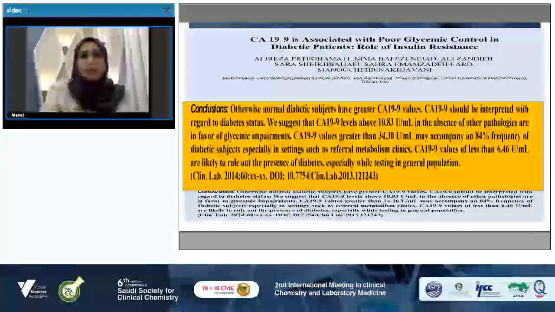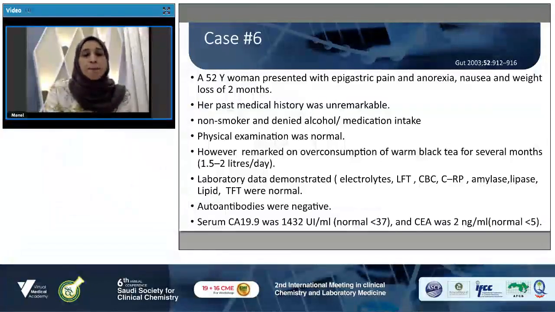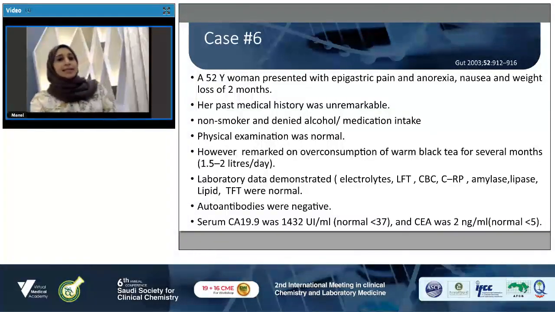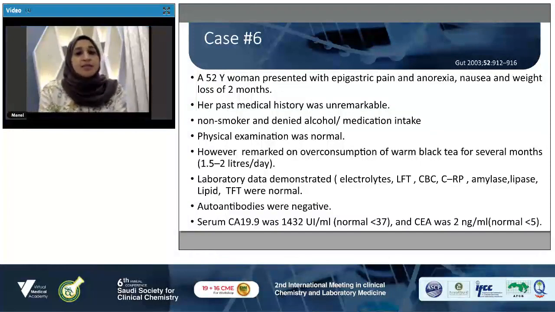This is another paper just talking about CA19-9 increase in insulin resistance, and this is from the region. Then I'll take you to case 6. This is a 52-year-old woman who presented with epigastric pain, anorexia, nausea, and weight loss.